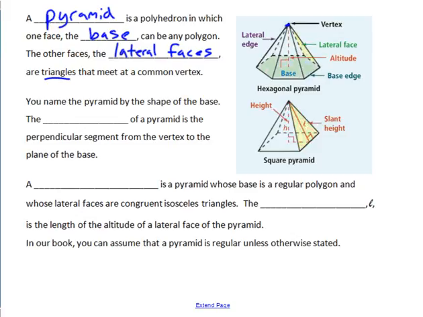If the base is a square, it's a square pyramid. This next part, though: the altitude of a pyramid is a perpendicular segment from the vertex to the plane of the base. Right here, this is the altitude. The length of that altitude would be the height.